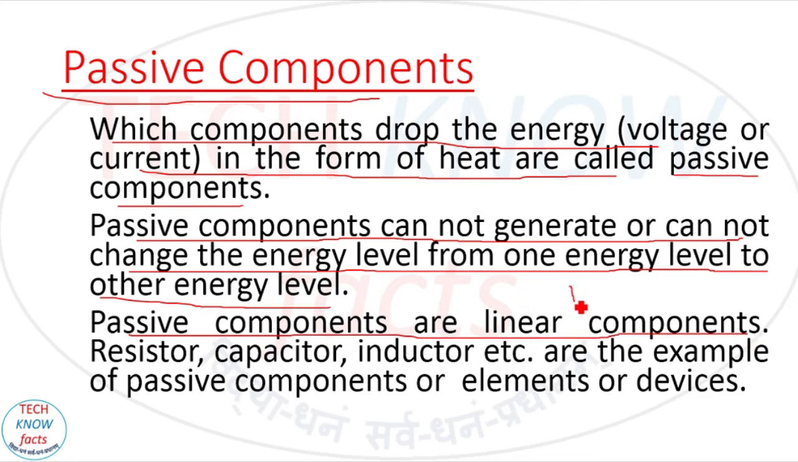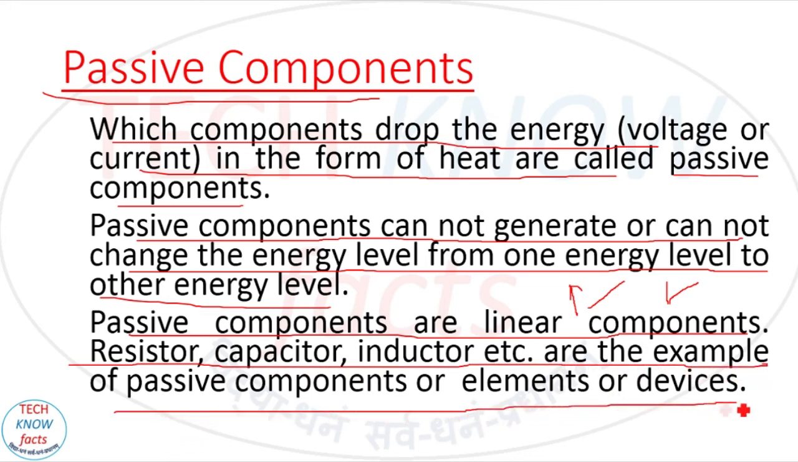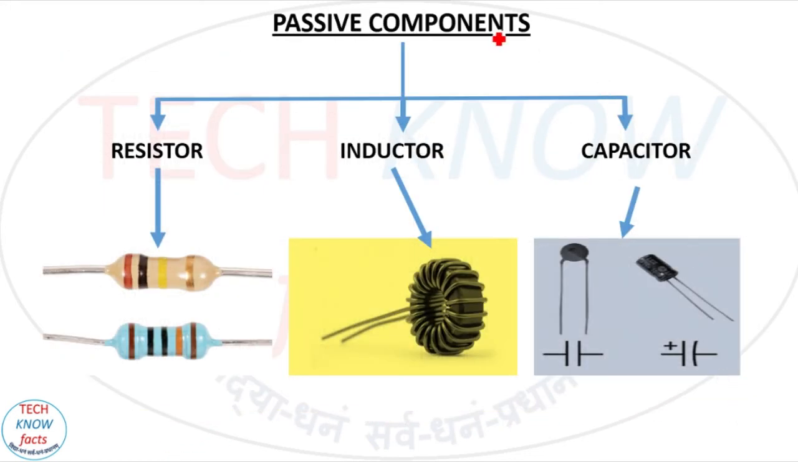What is a linear component? If we increase the voltage, the value of current will increase linearly, or if we increase the current, the value of voltage will increase linearly. Those are linear components. Resistor, capacitor, inductor, etc. are examples of passive components, elements or devices.